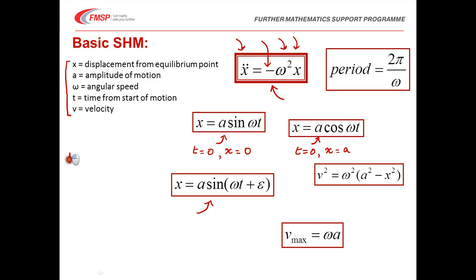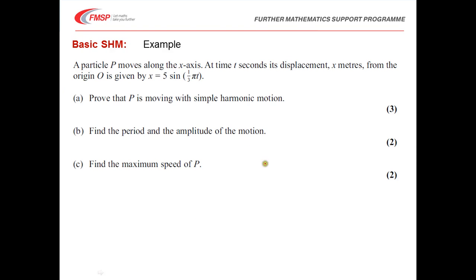Can I just make a particular plea here? You must be working in radians if you're dealing with simple harmonic motion. The trigonometry in here will fall apart if you try to work in degrees, so it's absolutely crucial that you make sure, if you're using simple harmonic motion in the exam, that your calculator is in radians mode for any time that you use it.